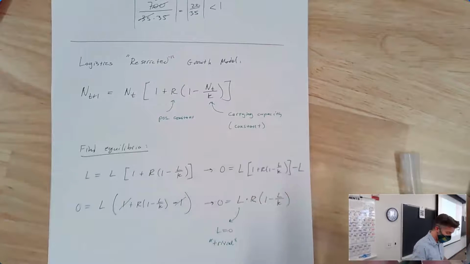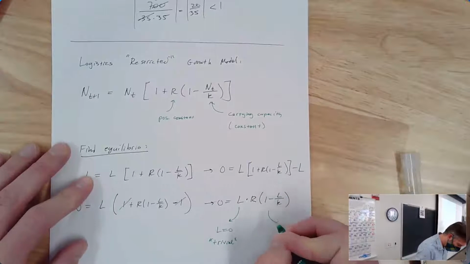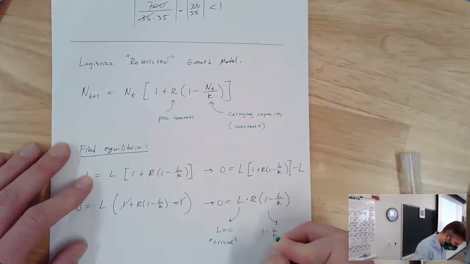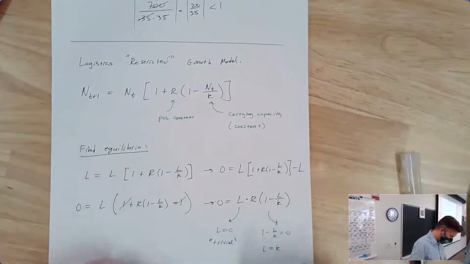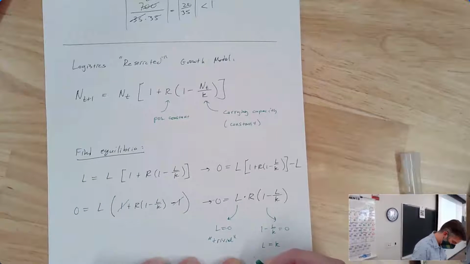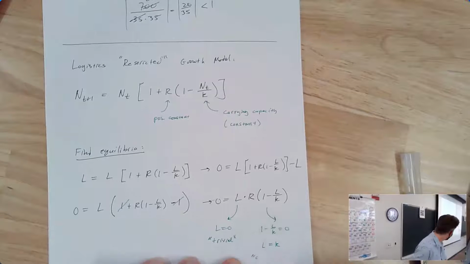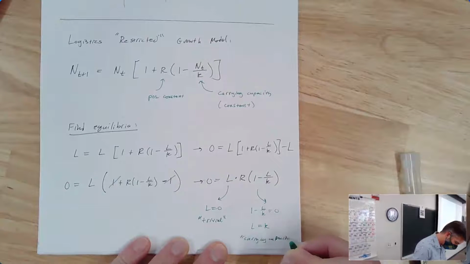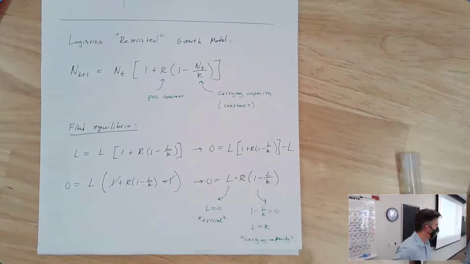So we'll find out. And then over here, if we set 1 minus L over k equal to 0, we're going to end up getting L equal to k. And that is the carrying capacity. Can you see that? Meaning you can't go above k. So if you have a population that's somehow higher than k, it's going to get kind of pushed back down to k. It's kind of interesting.